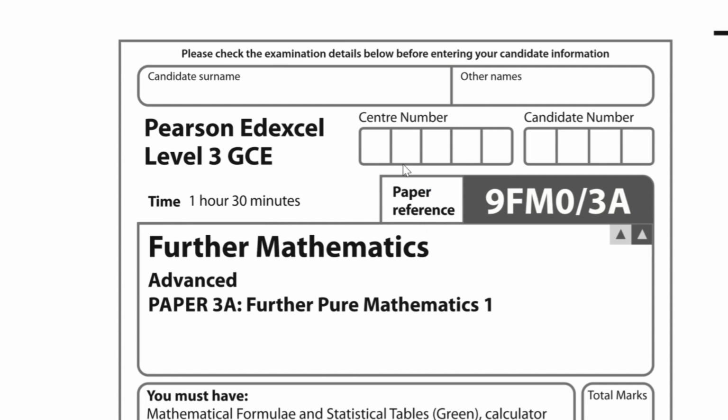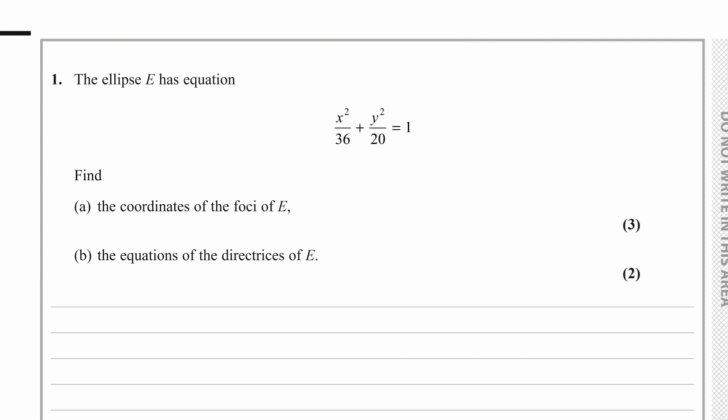This is the EdExcel A-Level Further Maths Paper 3, covering the Further Pure 1 FP1 module, and it's from the 2021 series. Question number 1. The ellipse E has equation x squared over 36 plus y squared over 20 equals 1. For part A, we have to find the coordinates of the foci of E.